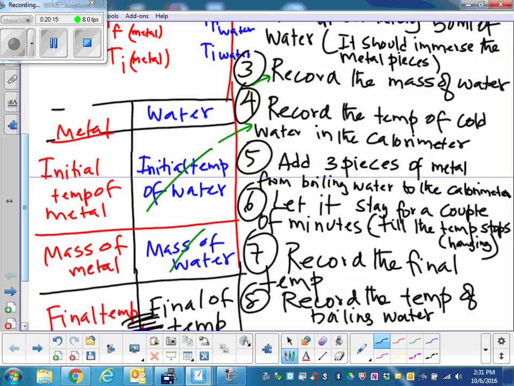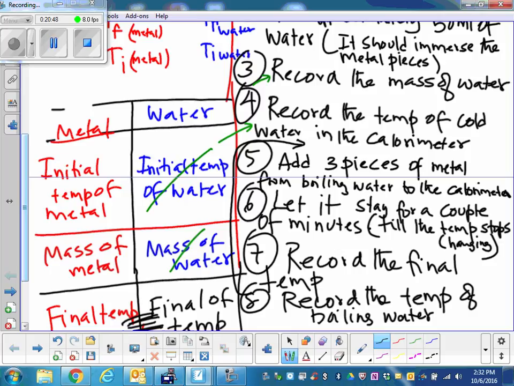Yes, Ben. While the metal was in it. So can I push this step from the boiling water? Can I push it right up here? Can I push that step up there? Is it a good idea to record the temperature of water and then add the metals, because that's the temperature they are both at? Is it a good idea to do that? Okay.